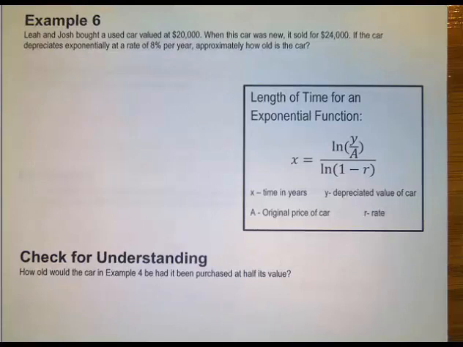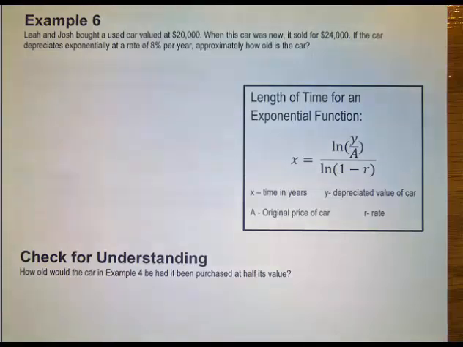Alright, another formula in example 6. Lee and Josh bought a used car for $20,000. When the car was new, it was sold for $24,000. If the car depreciates exponentially at a rate of $8,000 per year, approximately how old is the car?